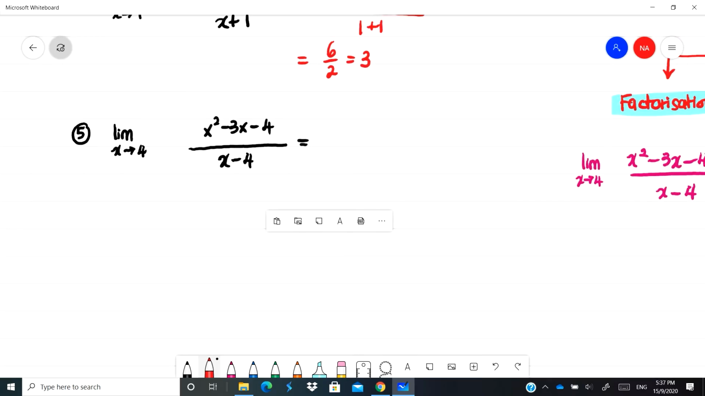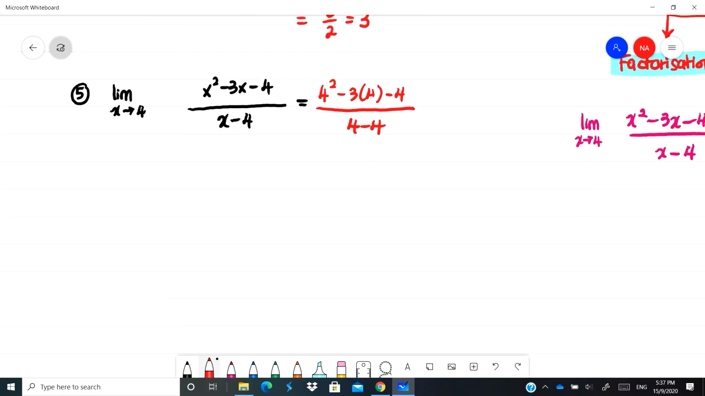All right, what about this one? You substitute with 4. So you will have 4 squared minus 3 multiplied by 4 minus 4, over 4 minus 4. So 16 minus 12 minus 4 will be 0 at the numerator, and the denominator will be 0. This is the problem here. Where you have the 0 over 0 case, this is a big problem. But this big problem can be solved using calculus.